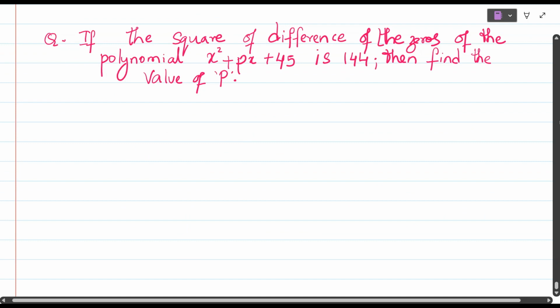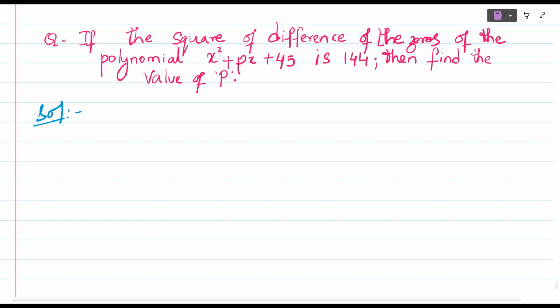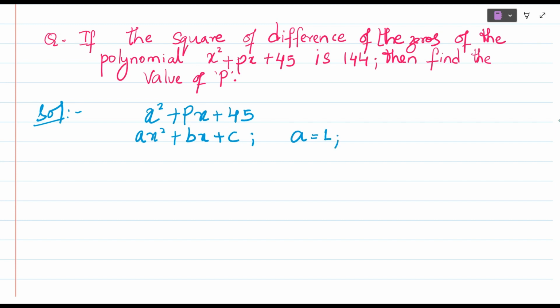Students, the next question is: the square of difference of the zeros of the polynomial x square plus px plus 45. So this is our polynomial. What do we have to do? Immediately write its standard form, ax square plus bx plus c, and write the value of a, coefficient of x square is 1, the value of b, coefficient of x is p, and the value of the constant term, that is 45.